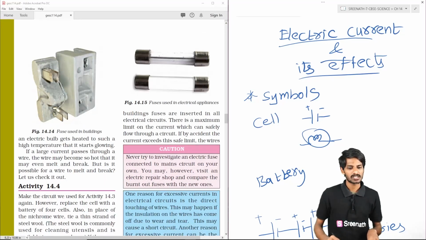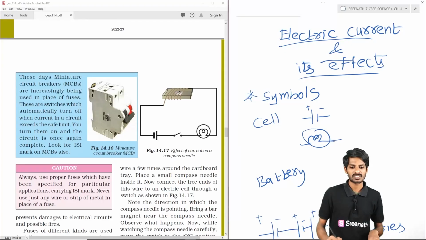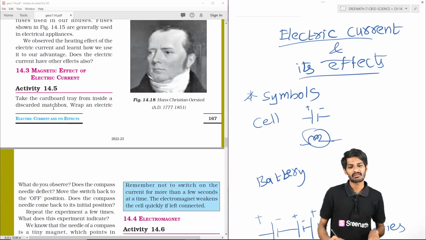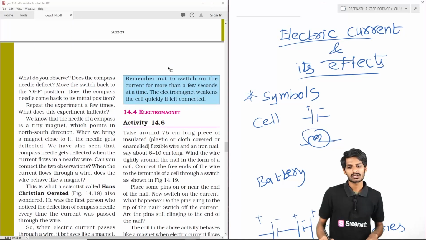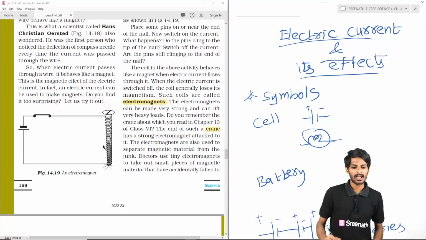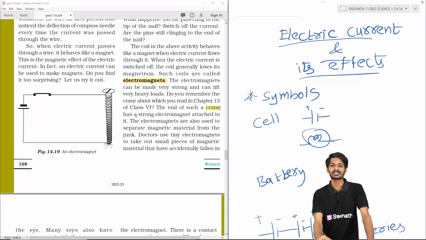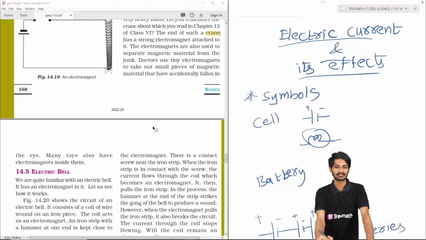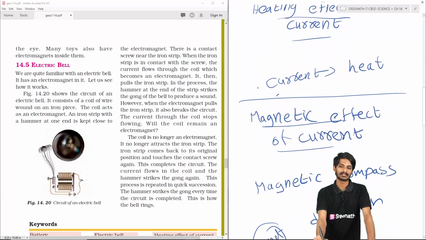Next thing is MCB, students. Fuses are helpful, and advanced fuses of this type are MCBs, students. Next, the magnetic effect of electric current. Whenever the current flows, it acts as a magnet, an electromagnet. So this is the electromagnet. Whenever the current flows, only then it acts as a magnet. Whenever the current stops, it does not act as a magnet. Those are called electromagnets, students. Next thing is the electric bell. We have discussed clearly how the electric bell works.